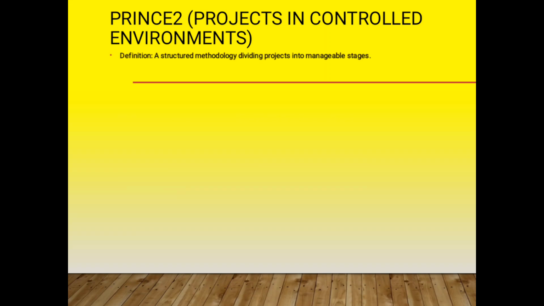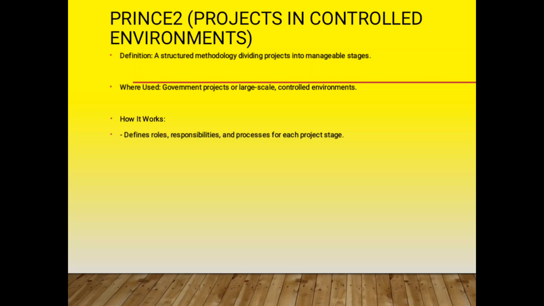Let's talk about the Prince 2 methodology, which is projects in controlled environments. It is a structured methodology dividing a project into manageable stages. It is usually used by the government and those corporate industries which are very big. So how does it work? The roles and responsibilities as well as processes are well defined. This methodology relies on documentation. So there is a lot of documentation in this one. All the risks are well documented, as well as how the whole project is going to be run. It is well documented.